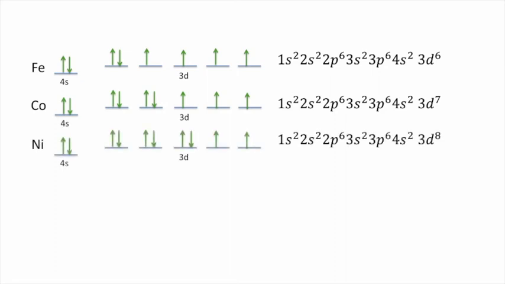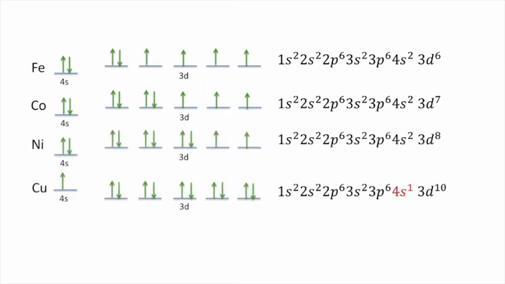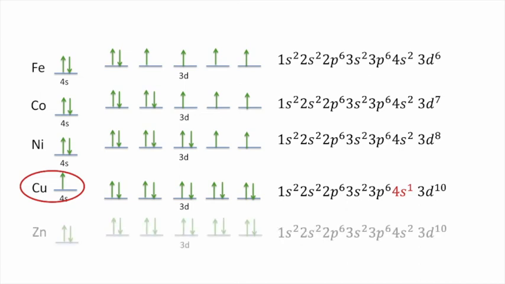But when we get to copper, that's another one of these exceptions. Copper promotes one of its 4s electrons to the d orbitals so that it can have a full 3d subshell. And by the time we get to zinc, all of the orbitals up through 3d10 are filled. And then we would go on to start filling the 4p orbitals. We have a similar pattern once we get to the next row, and the f orbitals also fill in an interesting way, but we don't have to deal with that in this class.